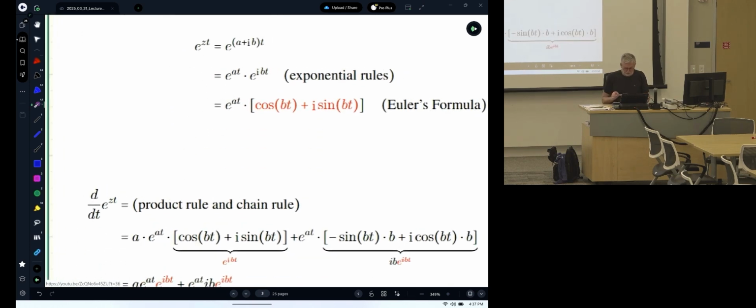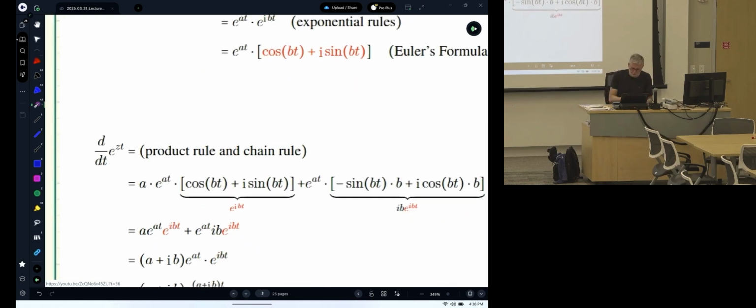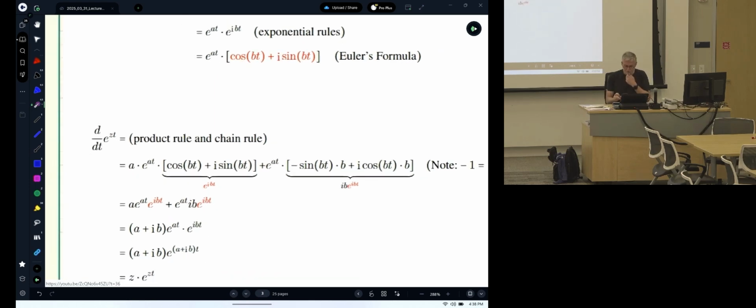Now I claim when you differentiate that, you're going to get a z in front, just like we had e to the at, the a came down. And everything just follows the scalar case that we're used to with real numbers. So adding the complex number in here doesn't make it more complicated when we differentiate and integrate exponentials. But if you haven't seen it, it seems like it should be much more complicated.